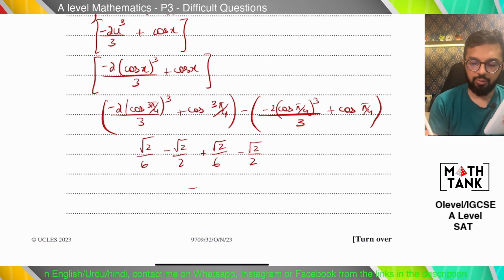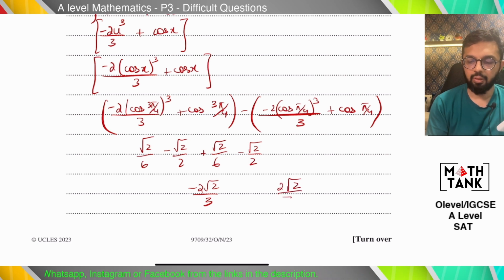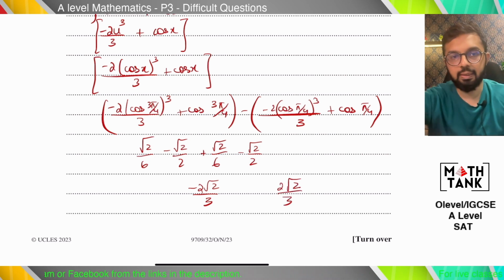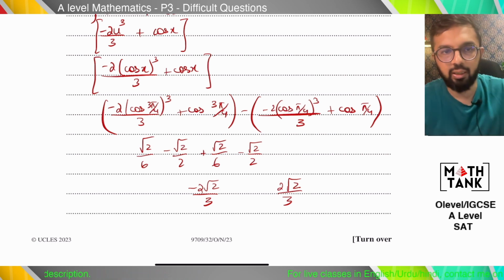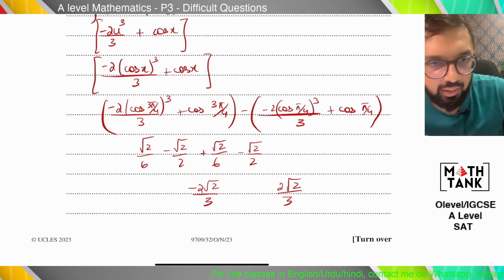So I'm getting minus 2 root 2 over 3, which was obvious because the area was at the bottom of the graph. It was below the x-axis. So I'm going to turn that into a positive and see if my answer is correct. Yes, my answer is correct. And that should be my final answer.